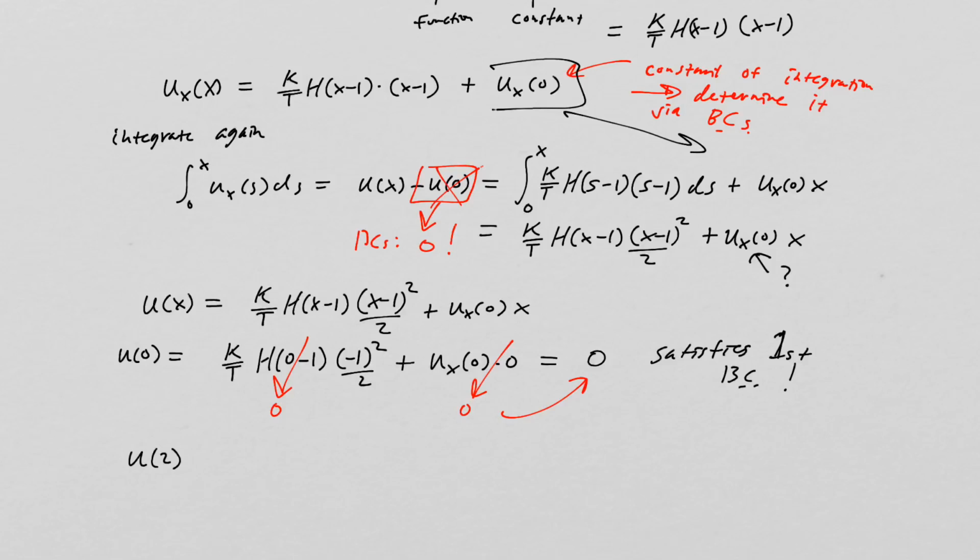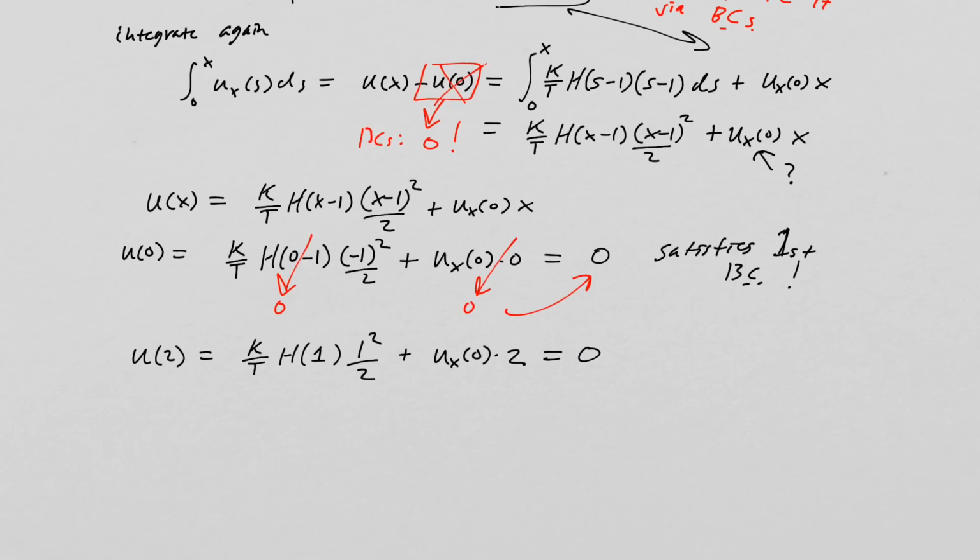All right, so the next step we got to do is now look at the other end. So we're going to look at u of 2, and that's going to be k times t times h of 2 minus 1, which is 1, times 2 minus 1, which is going to be 1 squared over 2, okay, plus ux of 0 times 2, and that's going to be equal to 0 because that's what the boundary condition says.